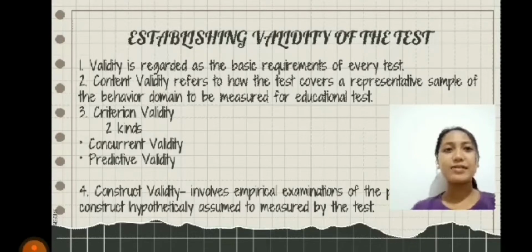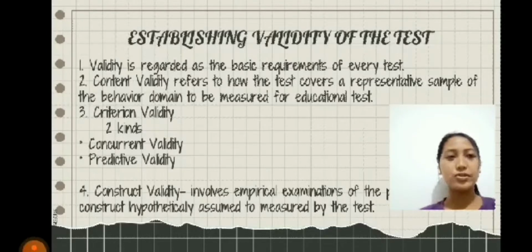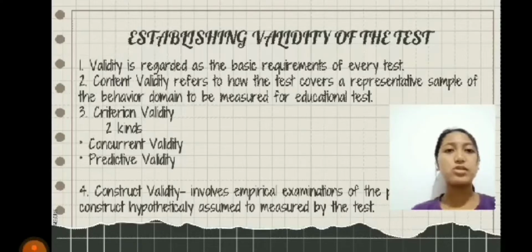Content validity refers to how the test covers a representative sample of the behavior domain to be measured for educational tests. Criterion validity refers to the extent to which a test score is related to some measure of job performance. Under this, there are two kinds of validity: concurrent validity and predictive validity.